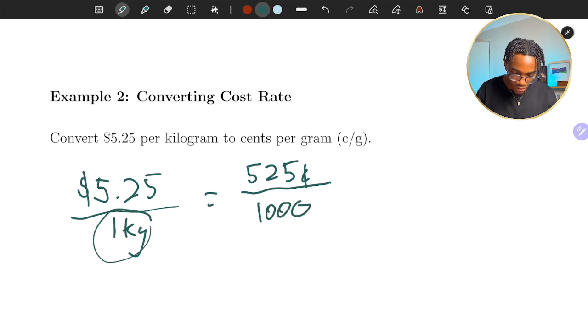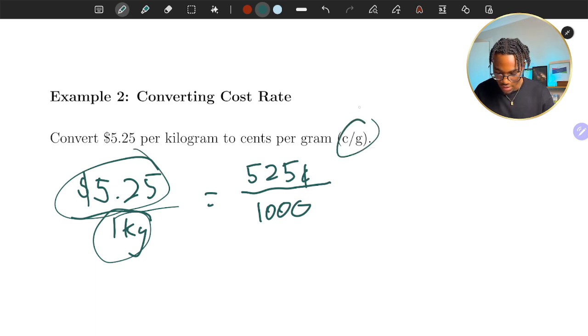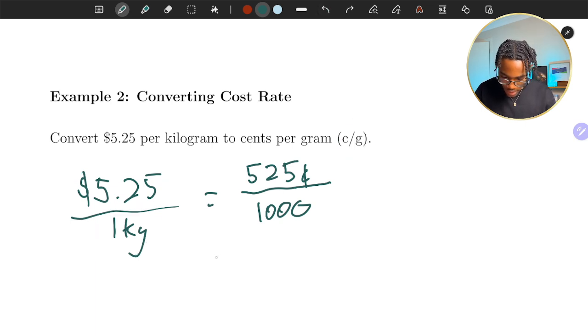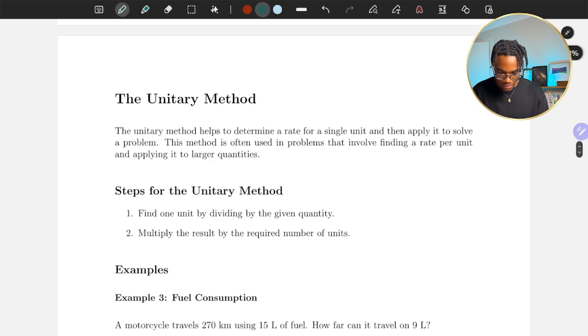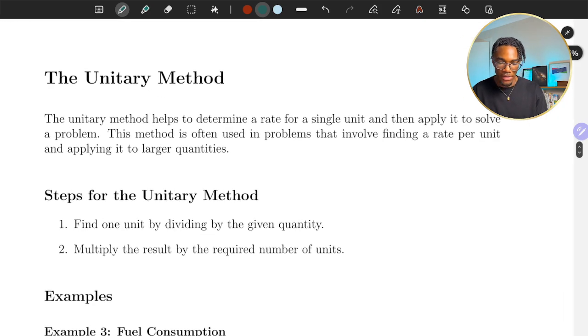All we're doing is converting these to their respective units, per gram. And then we put this in the calculator to simplify it. We just do 525 divided by 1,000, and that equals 0.525 cents per gram, right? Easy stuff.